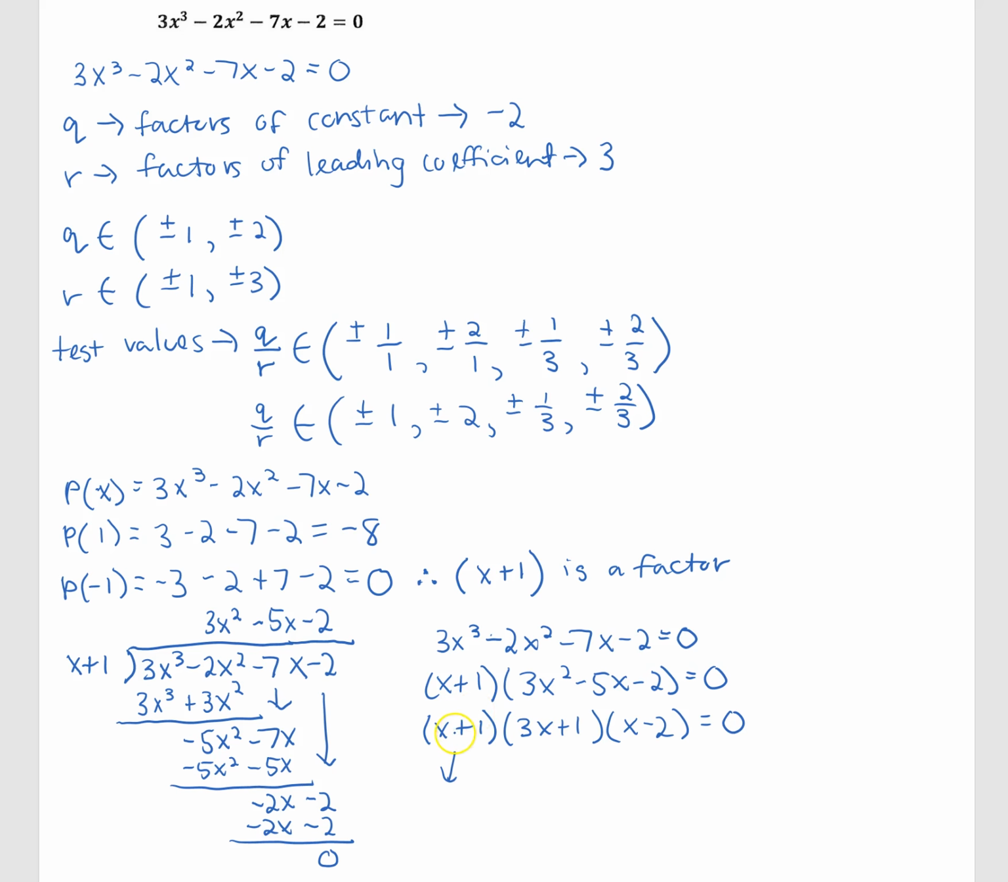So if this term is equal to 0, x is equal to negative 1. So that's one solution. To make this term equal to 0, x is equal to negative 1 over 3. And to make this term equal to 0, x has to be equal to 2. So those are the three solutions for this equation in question 4.